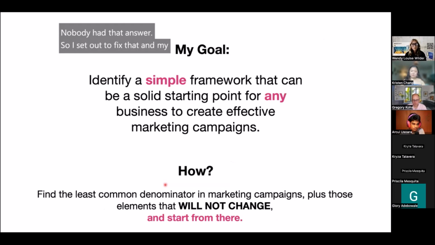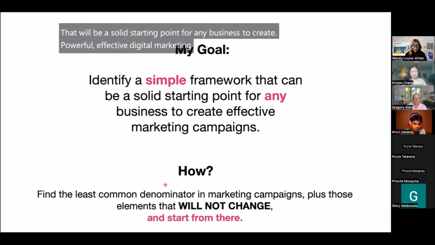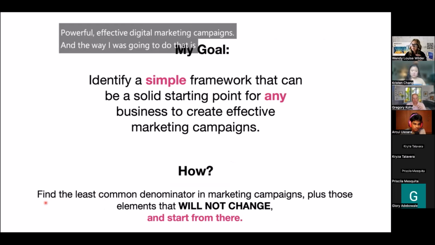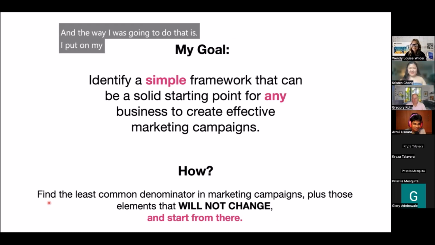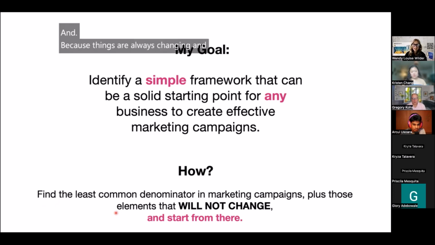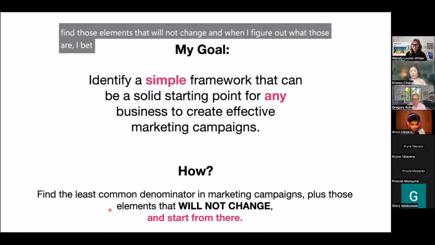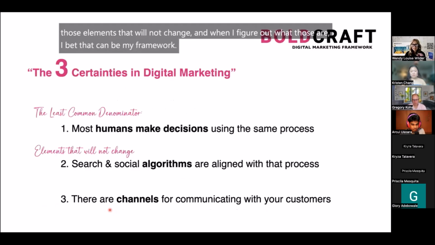And my goal was to identify a simple framework that will be a solid starting point for any business to create powerful, effective digital marketing campaigns. And the way I was going to do that is I put on my mathematical mind and I said, okay, I'm going to find the least common denominator in marketing campaigns. And because things are always changing in digital marketing, I'm going to find those elements that will not change. And when I figure out what those are, I bet that can be my framework. So this is what I found.